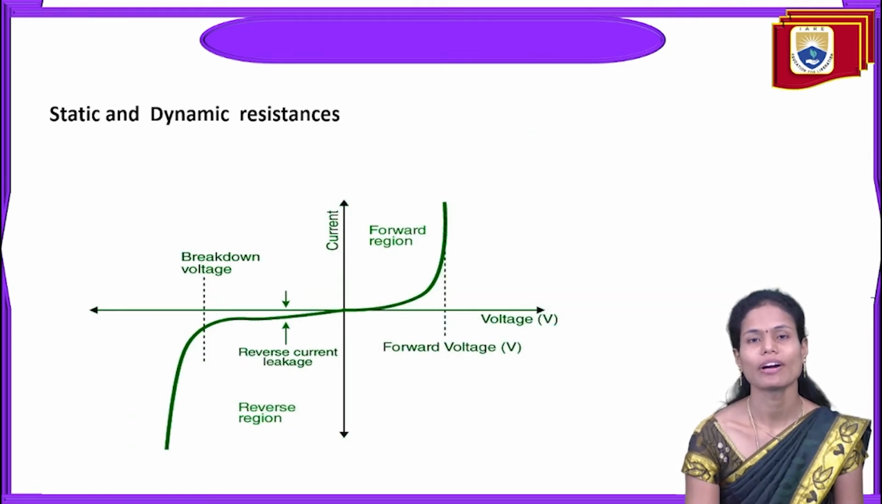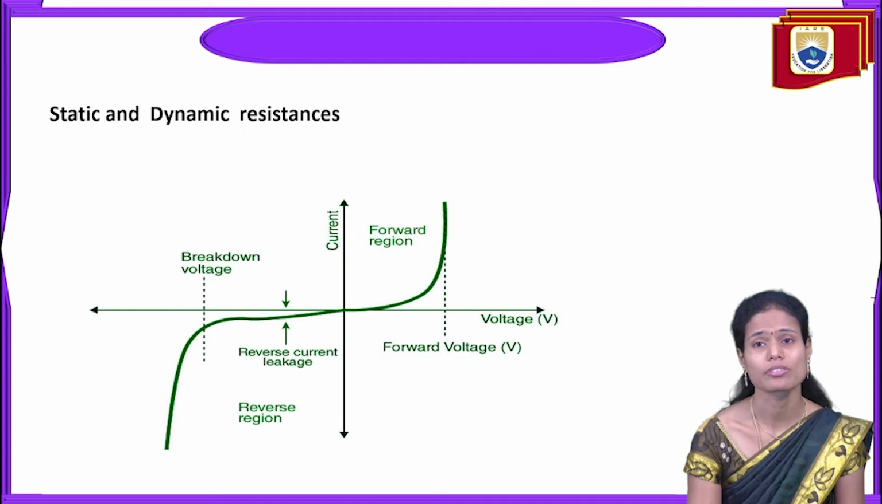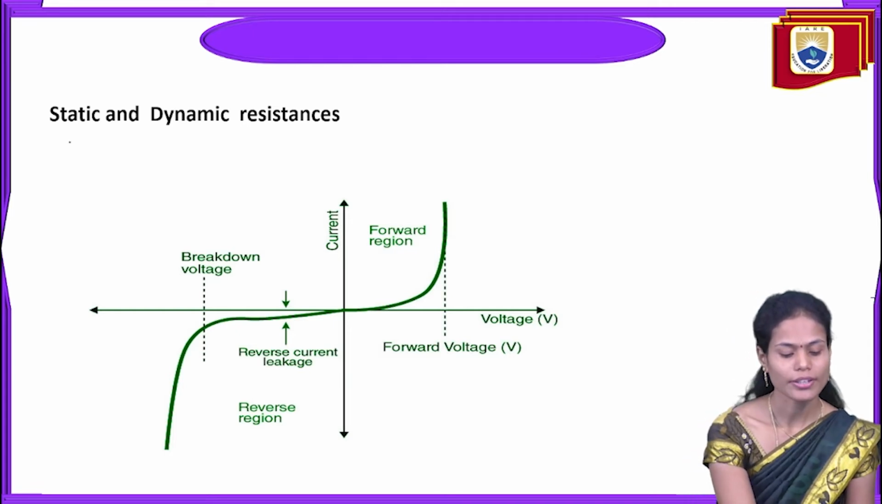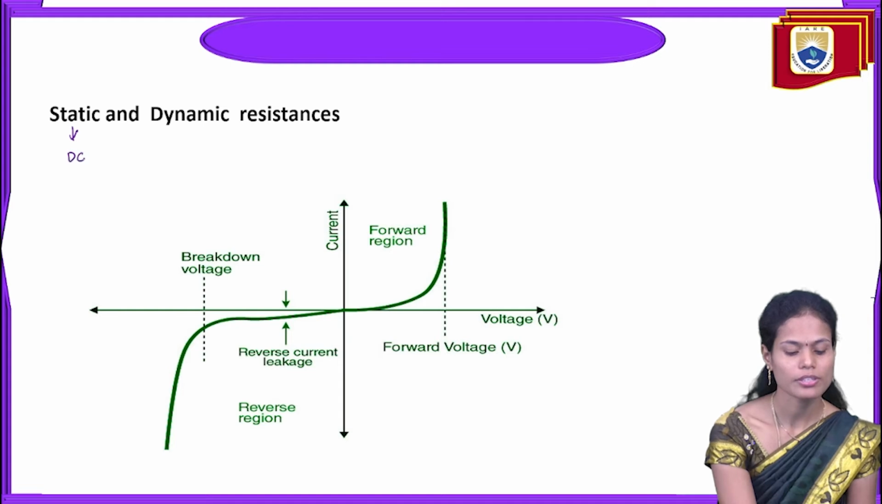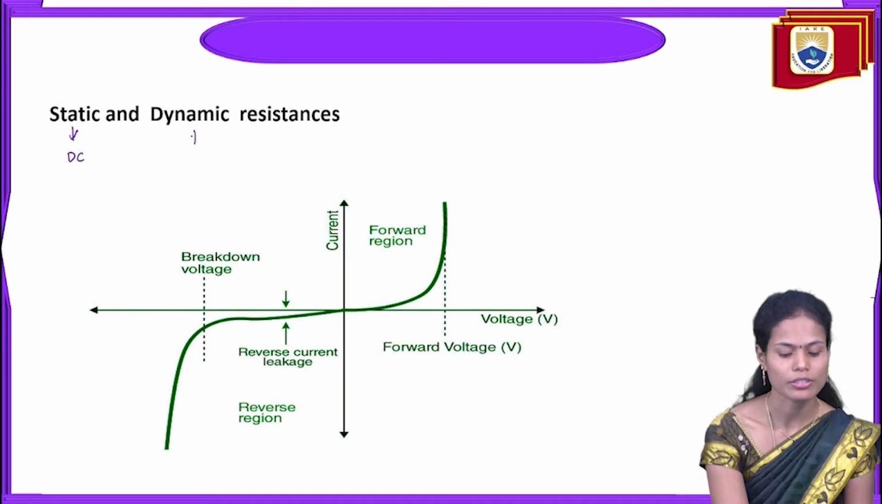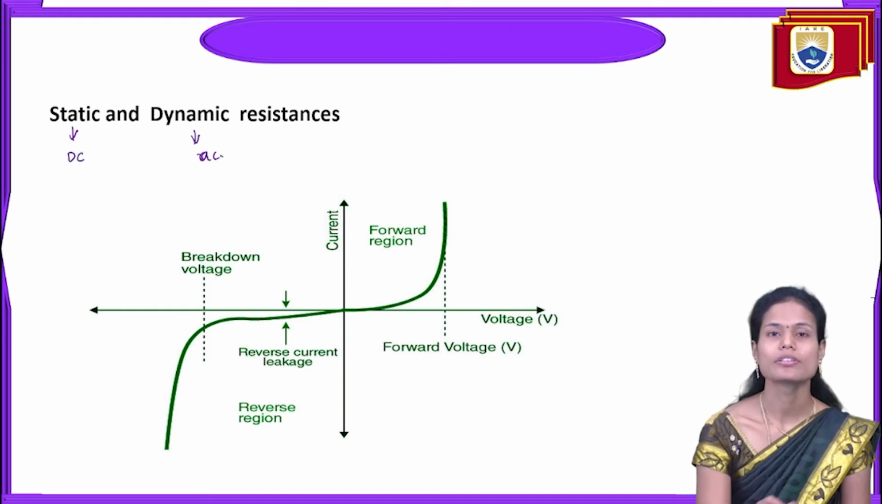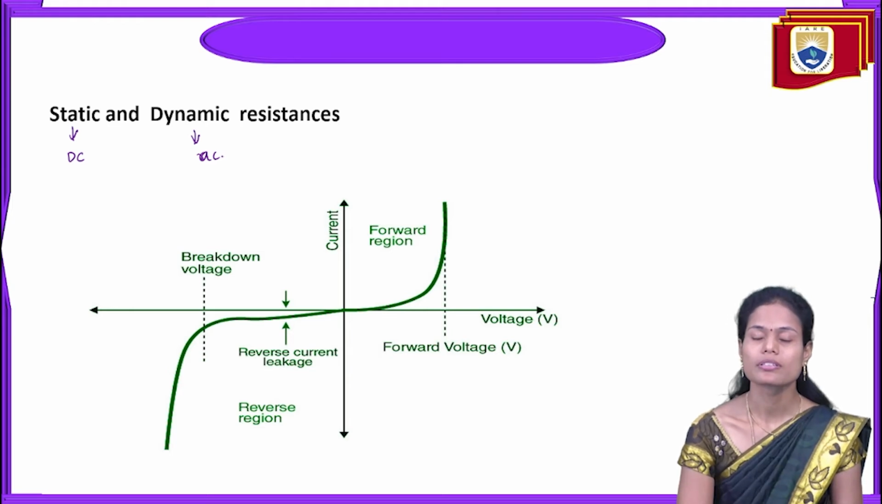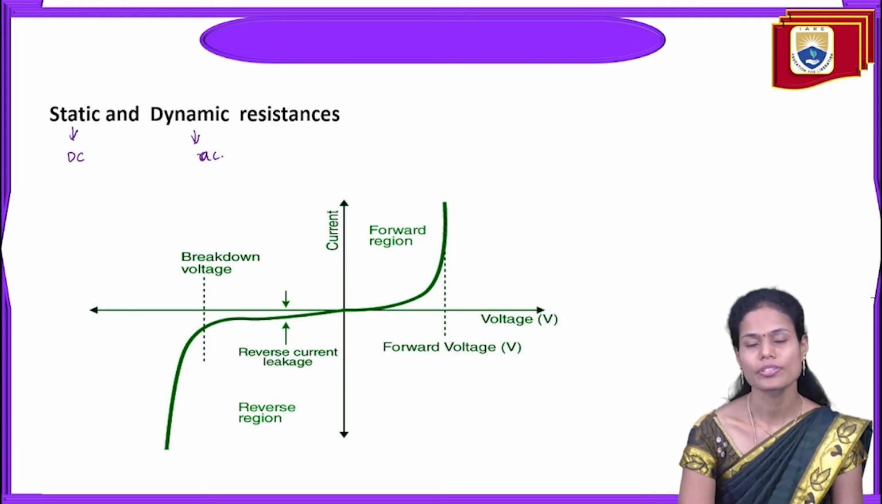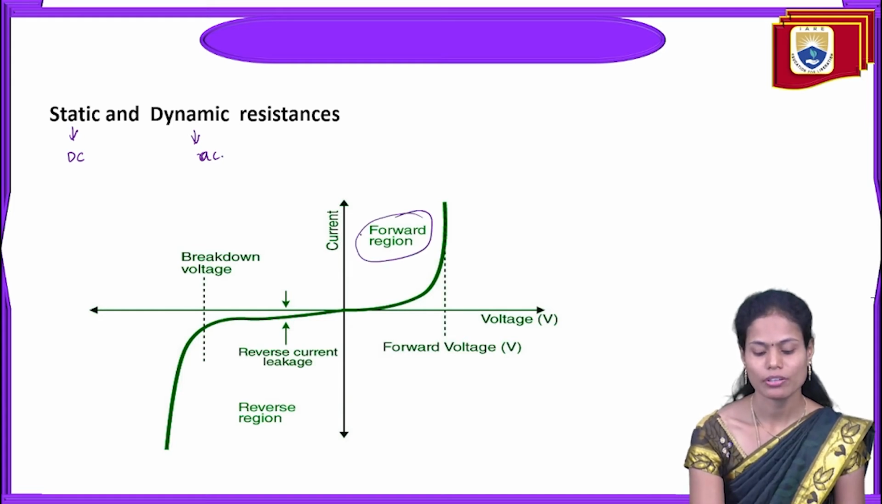And next we have to find the static and dynamic resistances from the VI characteristics of the diode. So here the static resistance is nothing but the DC resistance of the diode, and the dynamic resistance is nothing but the AC resistance of the diode. This static or DC resistance we can calculate at any one operating point of the forward bias characteristics of the diode. So this is the forward region and this is the forward bias curve.